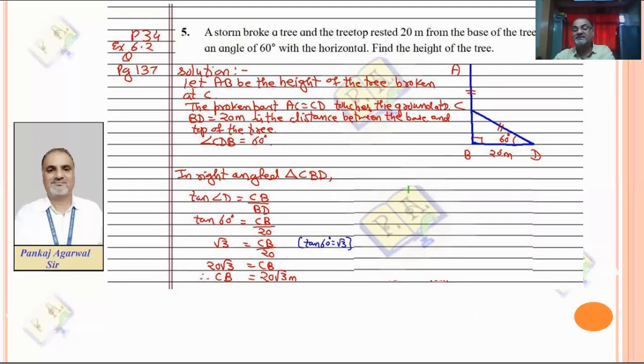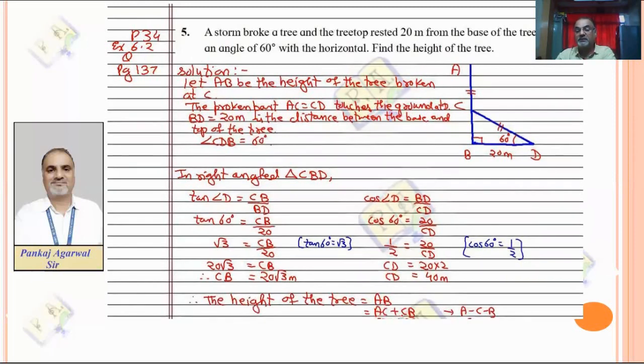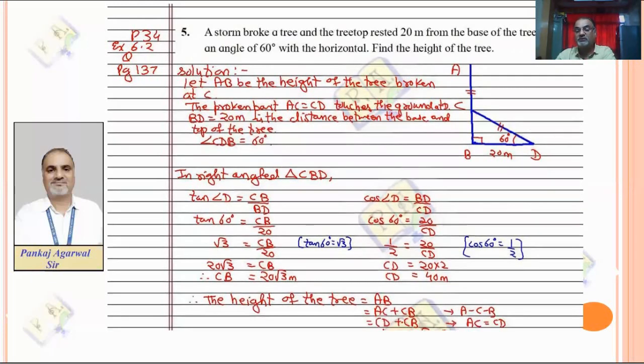Already the adjacent side is given. I need to find hypotenuse. Hypotenuse, adjacent side. Again, I'll use cos angle D, BD upon CD. Cos 60 degree is 1 upon 2. Therefore, CD is, after calculation, 40 meters. The height of the tree actually is AC plus CB. But what is AC equal to? Sorry, AC is equal to CD. Therefore, 40 plus 20 root 3 meter is the height of the tree. Value of root 3 is not provided to us. We'll keep the final answer as it is.